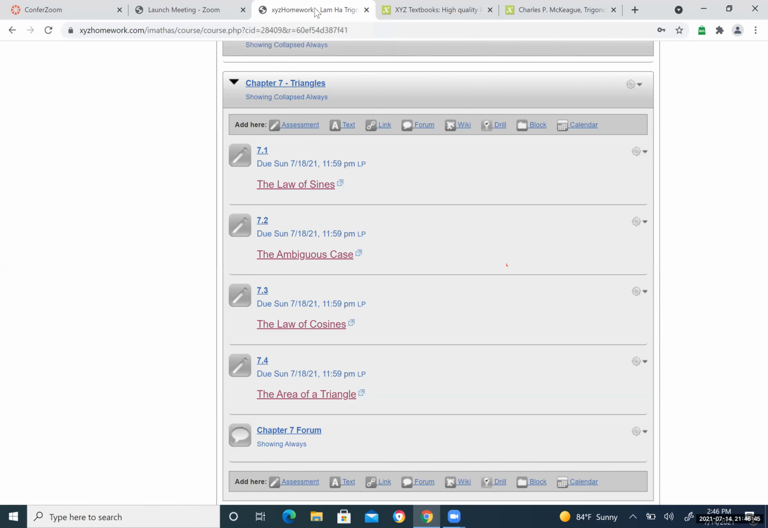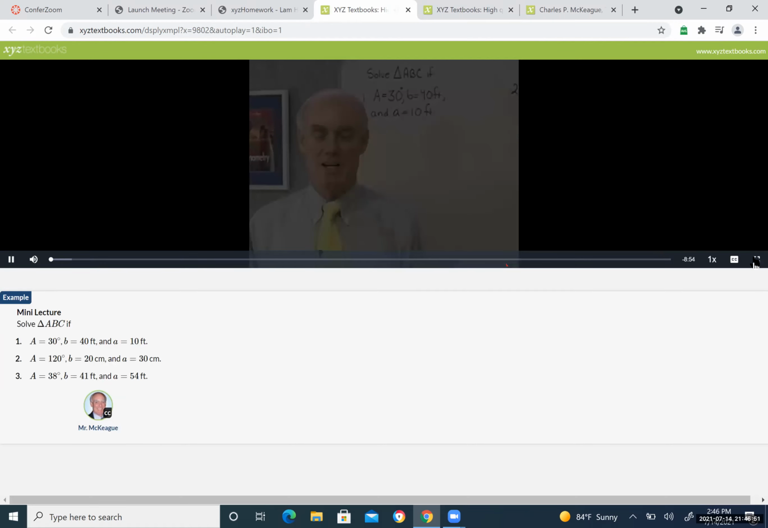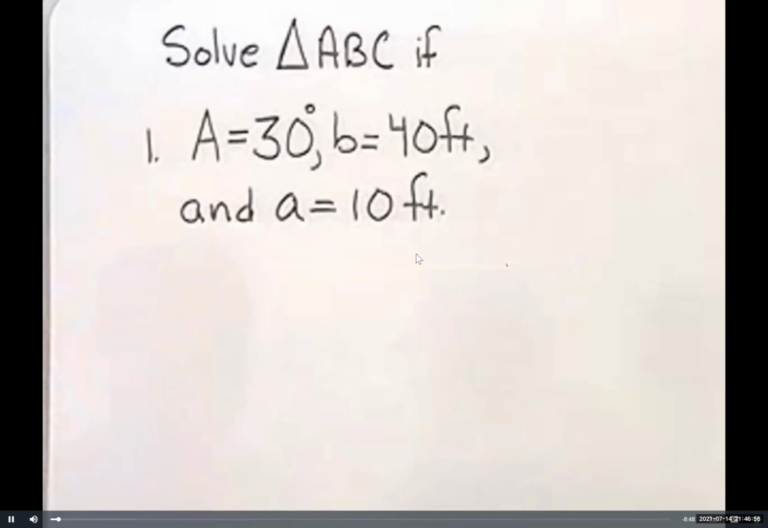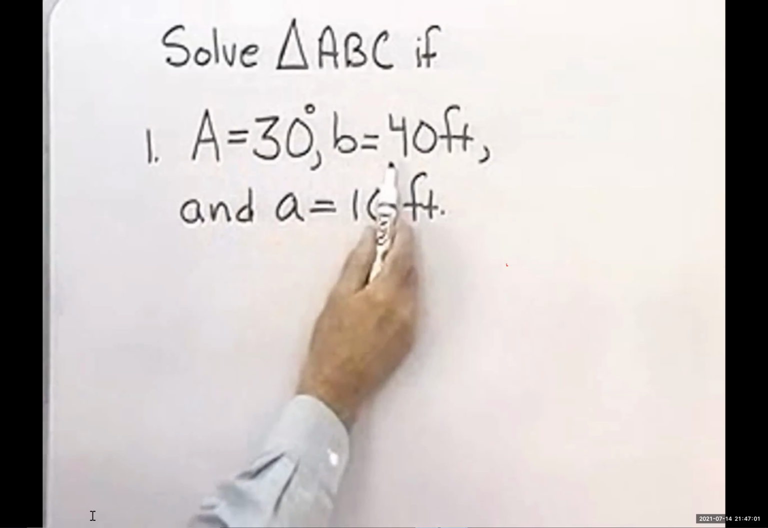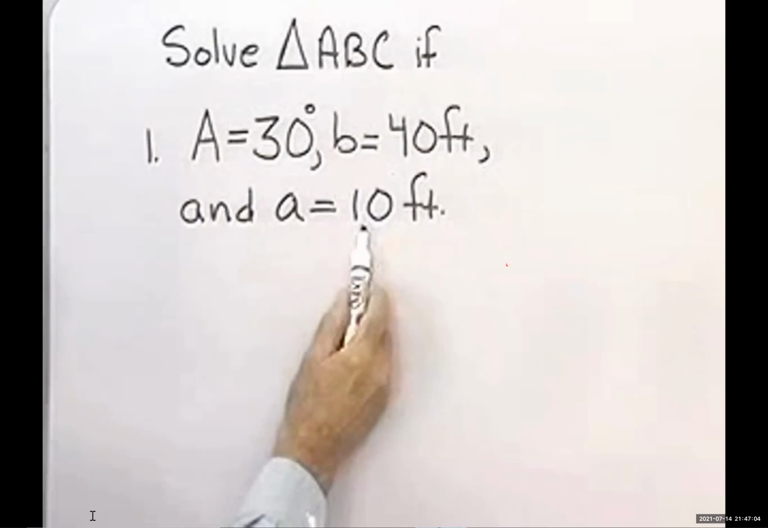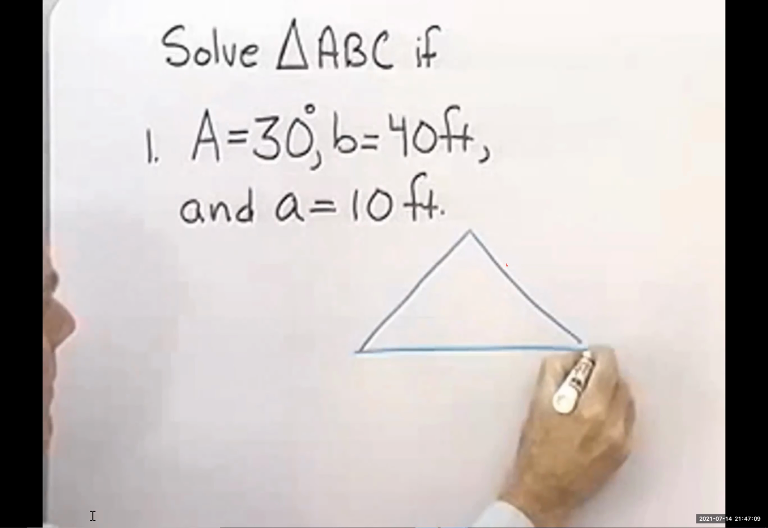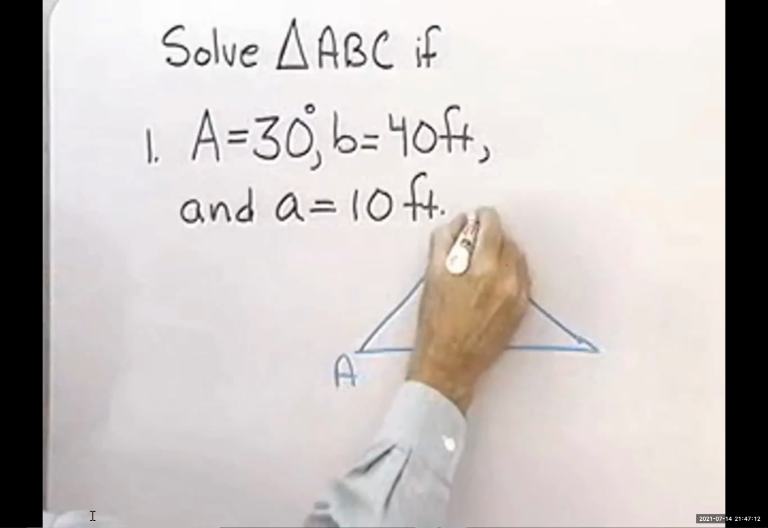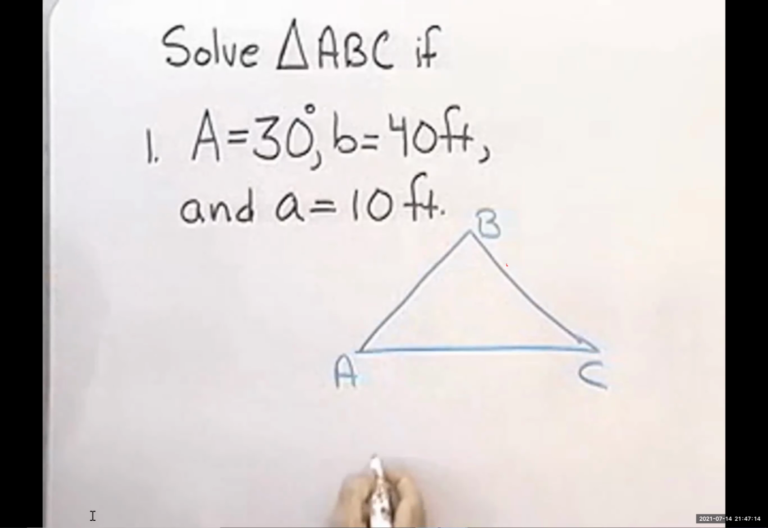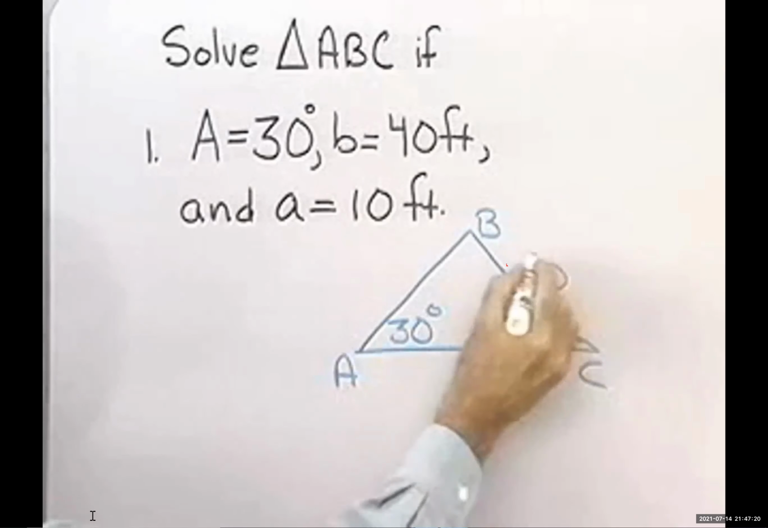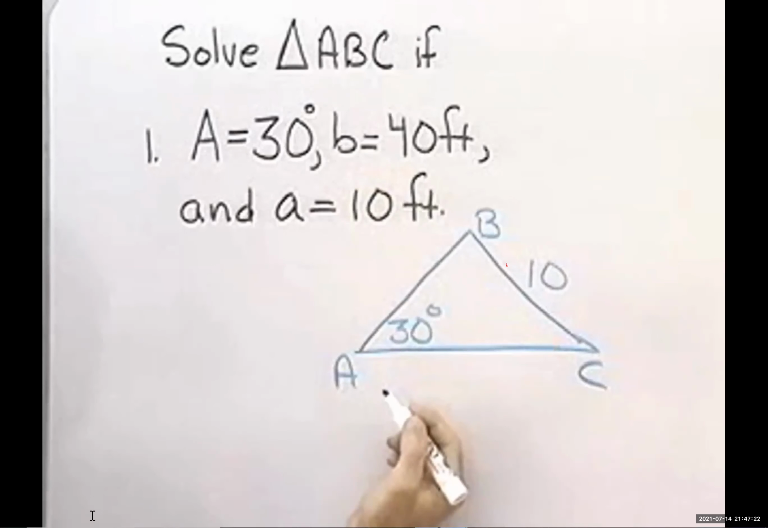Next video, 7.2. In this lesson, we continue our work with the law of sines to cover what's called the ambiguous case. Here's our first example. We want to solve triangle ABC if angle A is 30, side b is 40 feet, and side a is 10 feet. We're going to draw a little reference triangle that we can label A, B, and C. Angle A is 30 degrees. Side a is 10. That's this right here. And then side b turns out to be 40 feet.